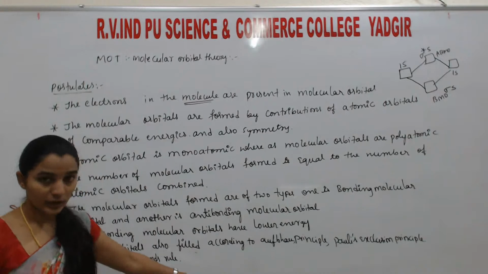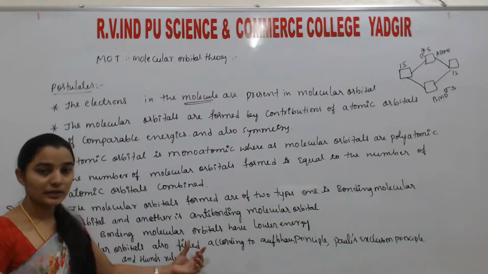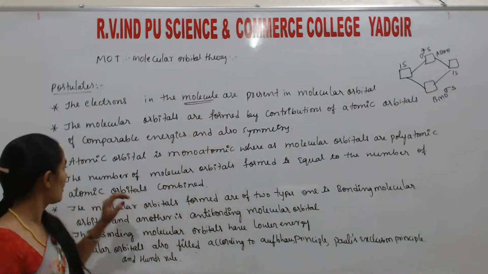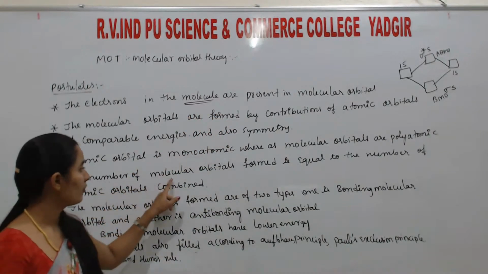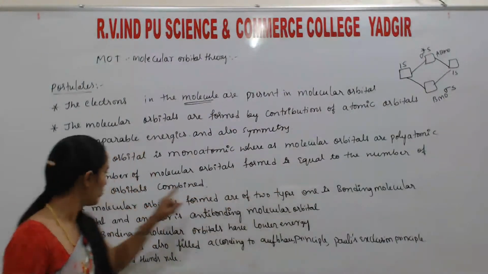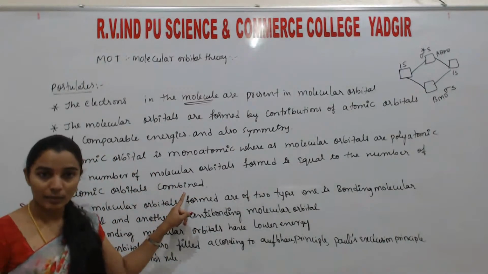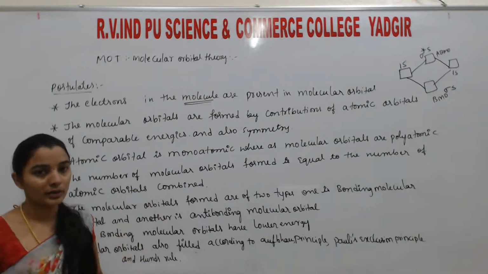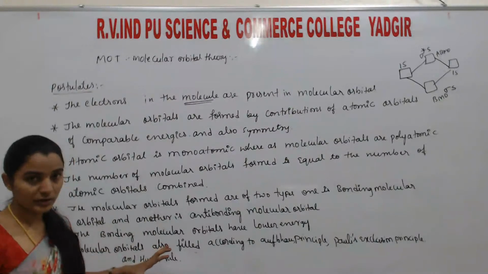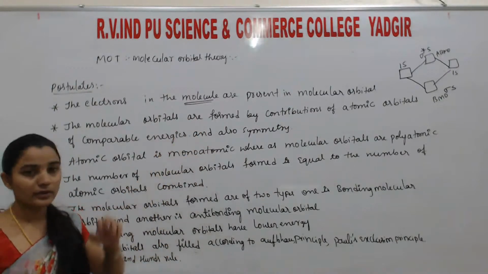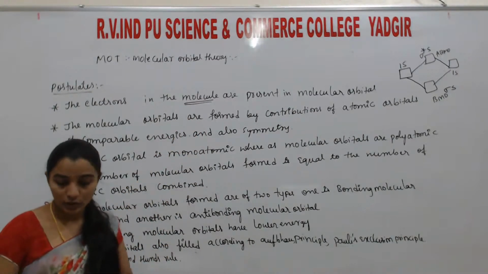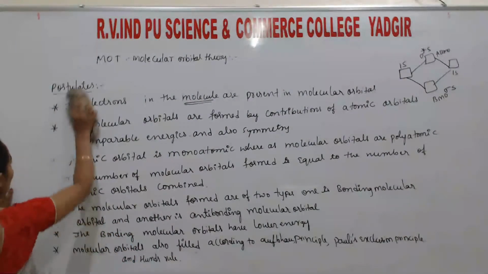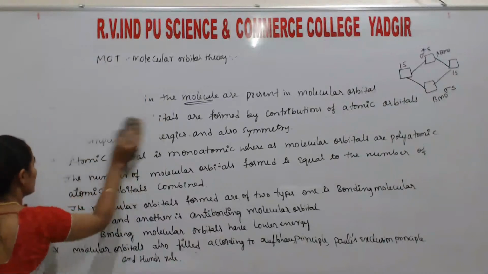You may write another one here. The number of molecular orbitals formed is equal to the number of atomic orbitals combined. However many atomic orbitals combine, that many molecular orbitals will form. So these are the first ones. The electronic configuration fill-up also takes place in the same way. So initially, I will give two configurations here.